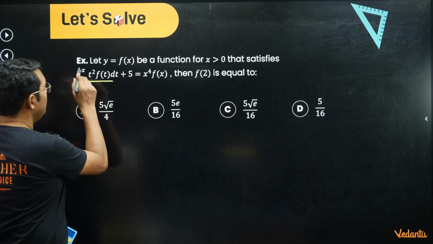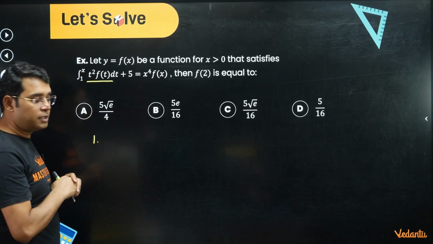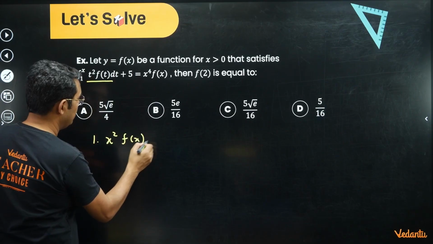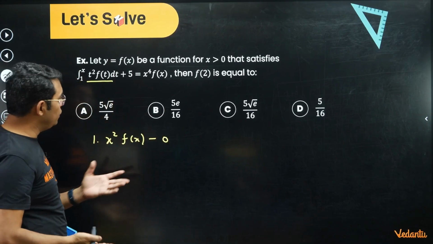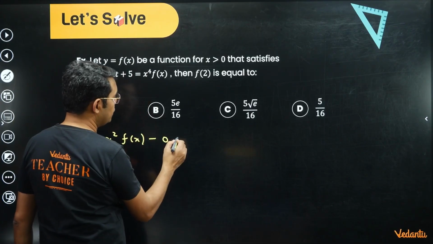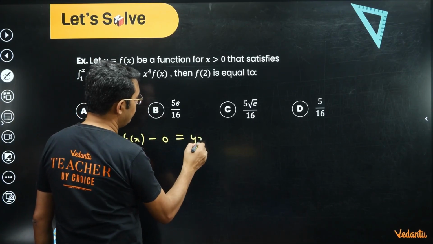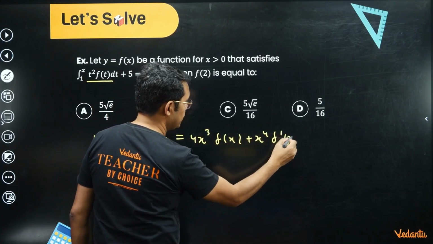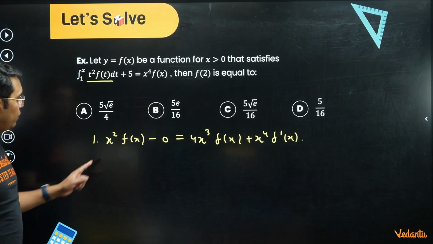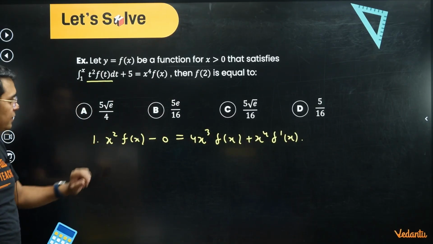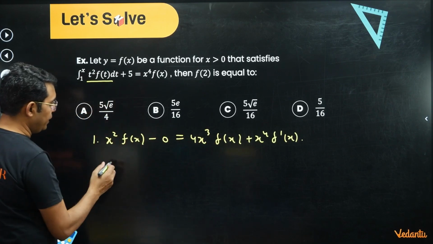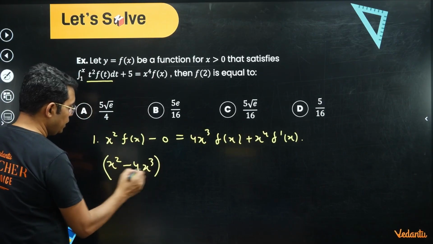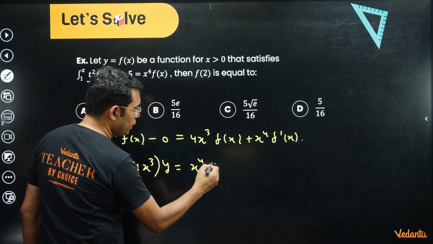If you differentiate it, the upper limit is differentiated, whose derivative is 1, and then put t equal to x. It will give you x squared into f(x), minus the differentiation of the lower limit, which is 0, so nothing needs to be written there, plus the differentiation of 5, which is 0, equal to 4x cubed into f(x) plus x to the power 4 into f dash x. Now I'll write f(x) as y. Bringing this to one side, we get x squared minus 4x cubed into y equals x to the power 4 into dy upon dx.